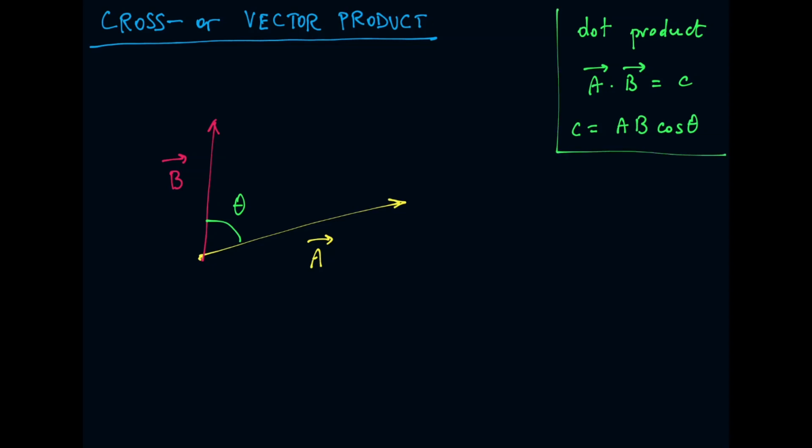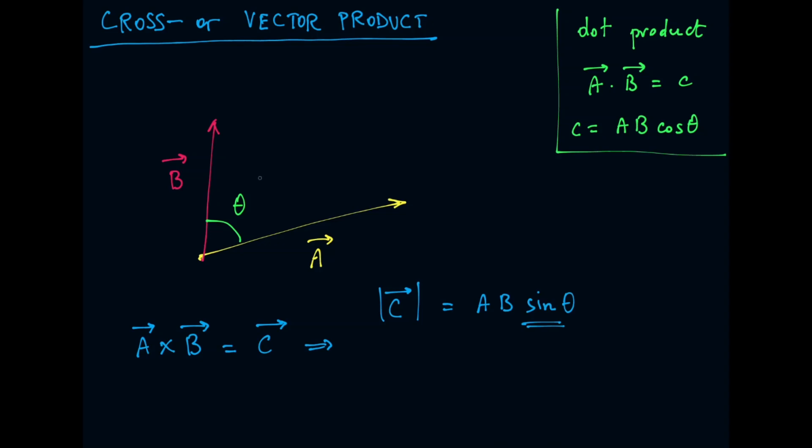However, here we're doing cross product, which instead of a number, instead of a scalar, this operation returns itself a vector. So the cross or vector product A cross B gives us a vector C, which has the following properties. The magnitude of C is A times B times the sine of theta, okay?